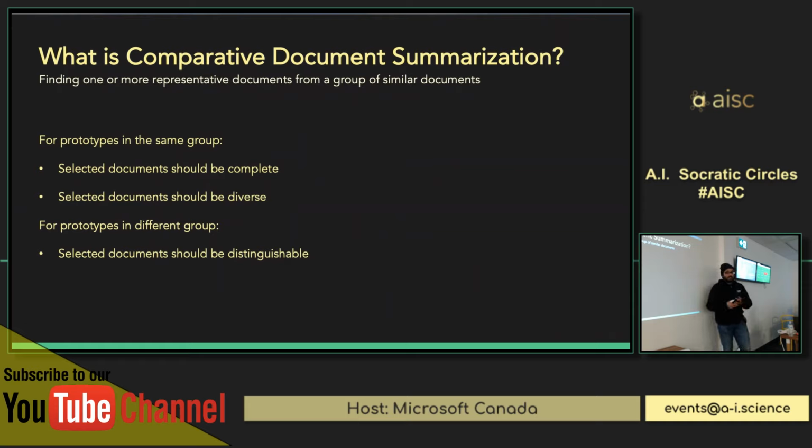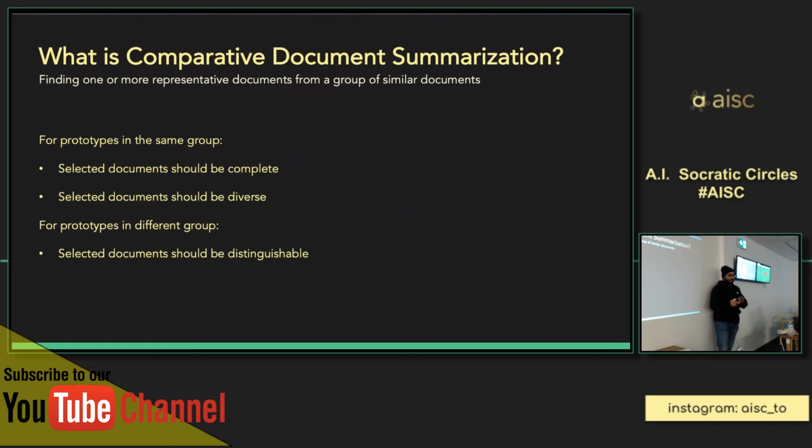The selected documents should cover the topic that the group of documents talk about. The selected documents should be diverse from each other in that they shouldn't talk about the same thing every time. They should focus on different parts of it. And they also should be different from other document groups or prototypes of other document groups.